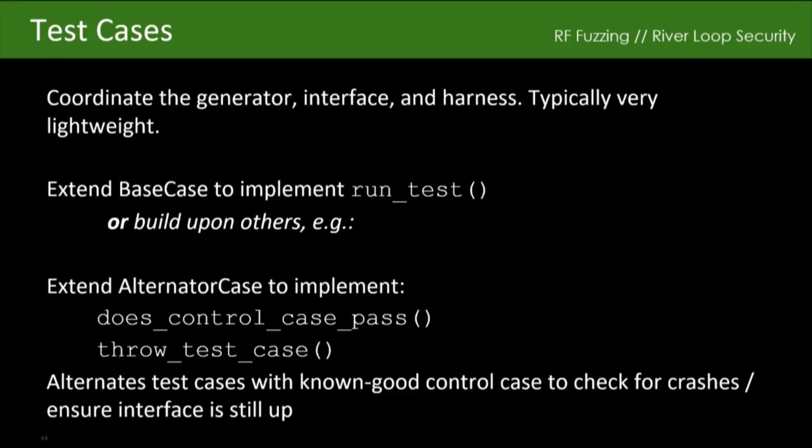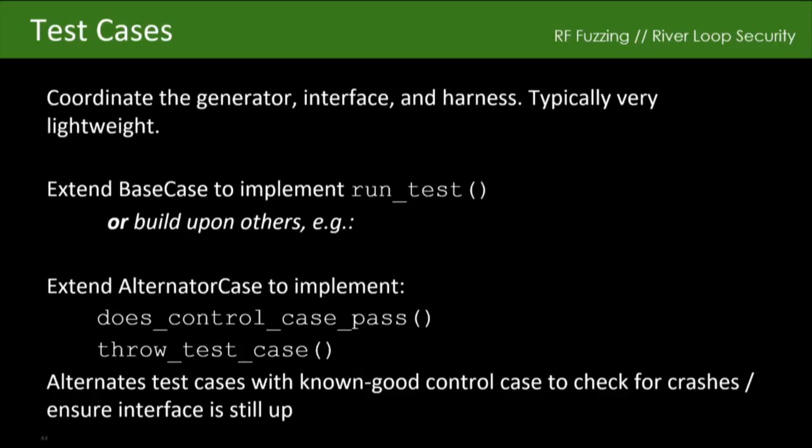Lastly, we tie this all together by implementing a test case. So this is what coordinates the generator, the interface, and the harness. This is typically very lightweight, and we have some that are defaults and some that you can extend. Today, we'll be using what we call the alternator case. Very straightforward. Send a good frame, see what happens. Send a fuzzing frame, see what happens. Good frame, fuzzing frame, etc. And the purpose for that is to just alternate between known good states to see if we're still operational after injecting.